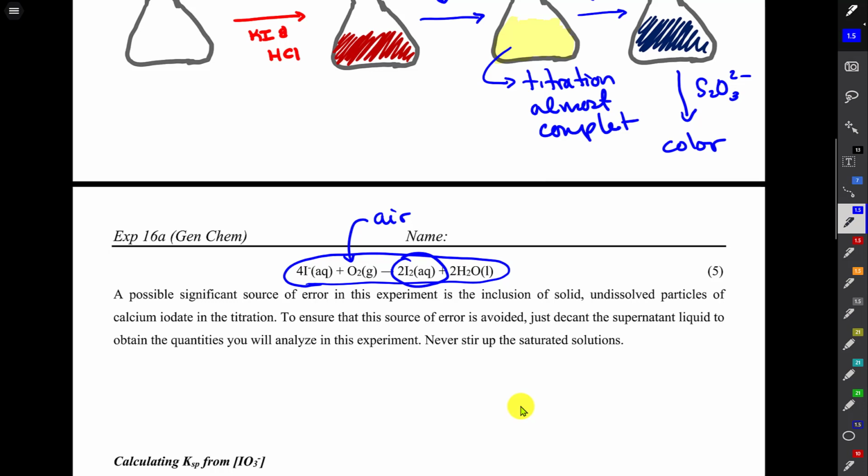That'll help to avoid the problem of getting too much titrant in because of the air oxidation of the iodide ion. So then what do you do with this number? Okay, so let me explain how you're going to use this number.